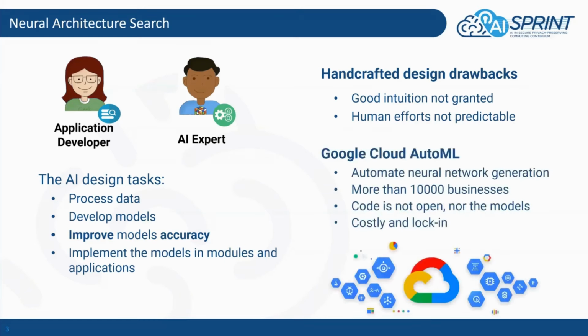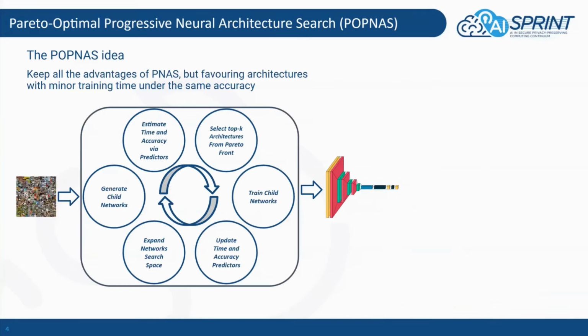For these reasons, there are many solutions, for instance, the Google Cloud AutoML, but there are many issues related to this kind of third-party applications. For instance, the code is not open, nor the models, and sometimes it may be very costly. For this reason, we have the Pareto Optimal Progressive Neural Architecture Search, which is the AI-SPRINT Neural Architecture Search proposal.